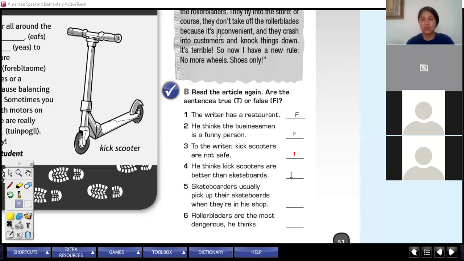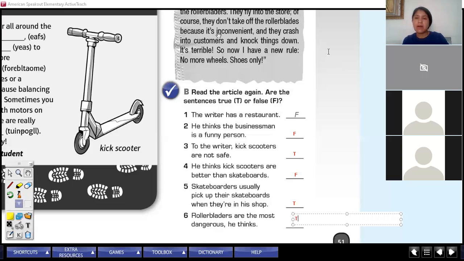Okay, number 4, he thinks kick scooters are better than skateboards. It's false. It's false because he was saying that skateboards you can carry them, but kick scooters it's more difficult. 5, skateboarders usually pick up their skateboards when they're in his shop. True or false? True. This is true. Number 6, rollerbladers are the most dangerous, he thinks. True. Very good. Good comprehension, guys.